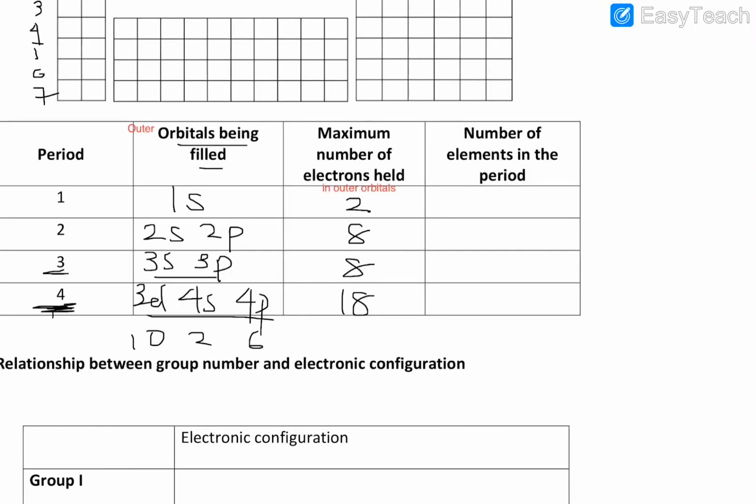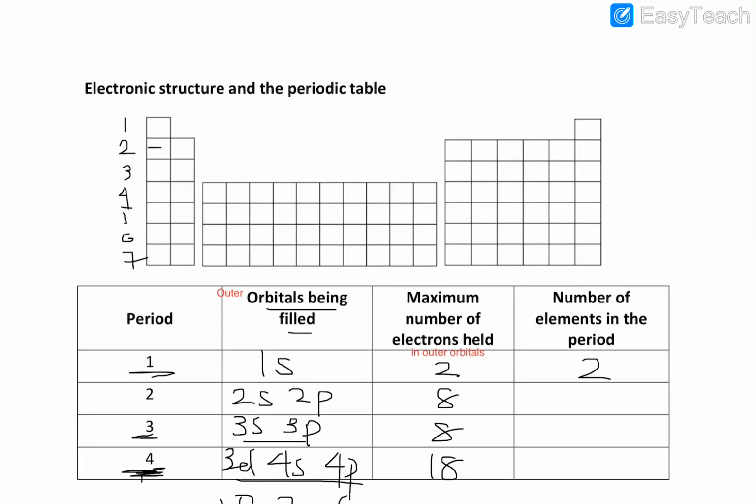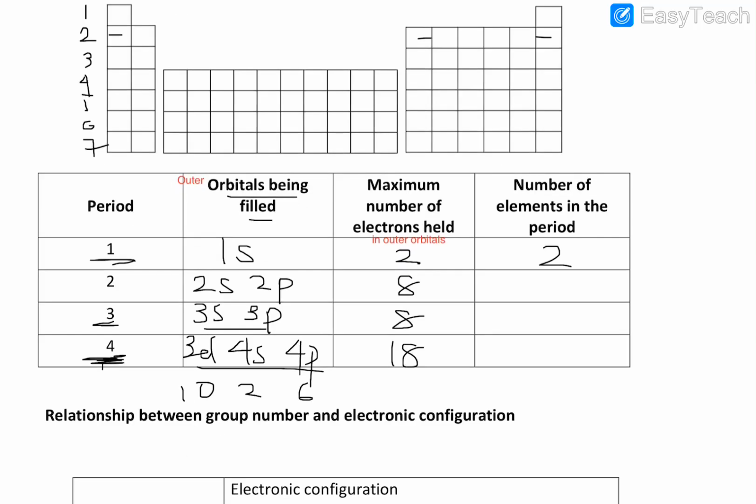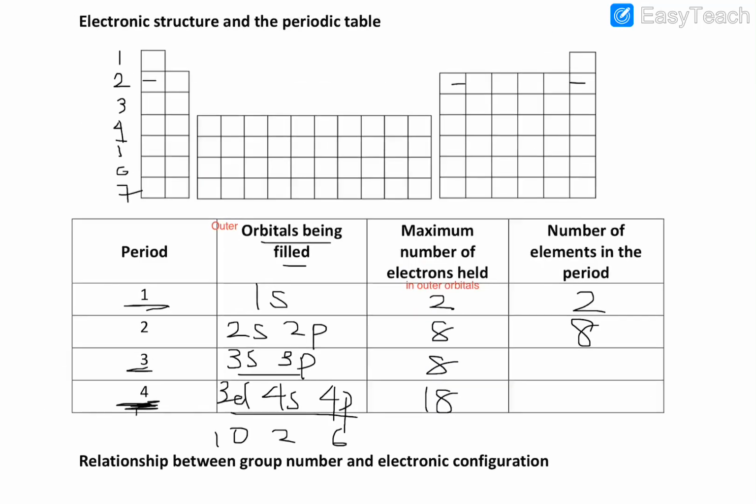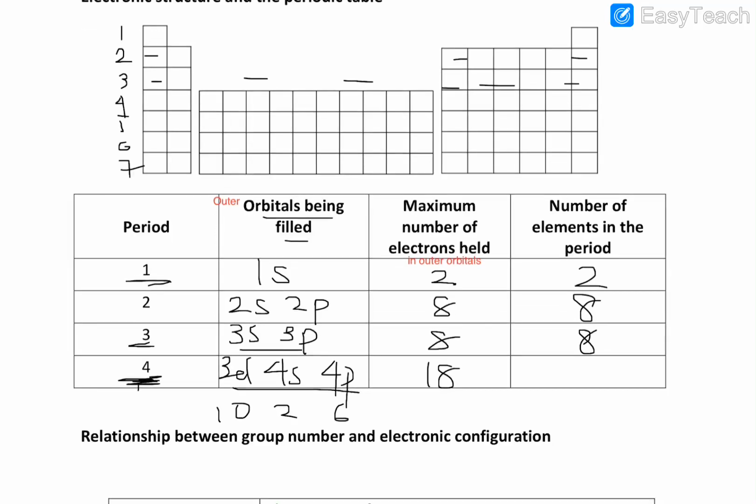Okay, so the number of elements in the first period, there are 2 elements. Second period, you can count, you'll see there are 8 elements. Third period, there are 8 elements. Fourth period, there are 18 elements. What a coincidence.